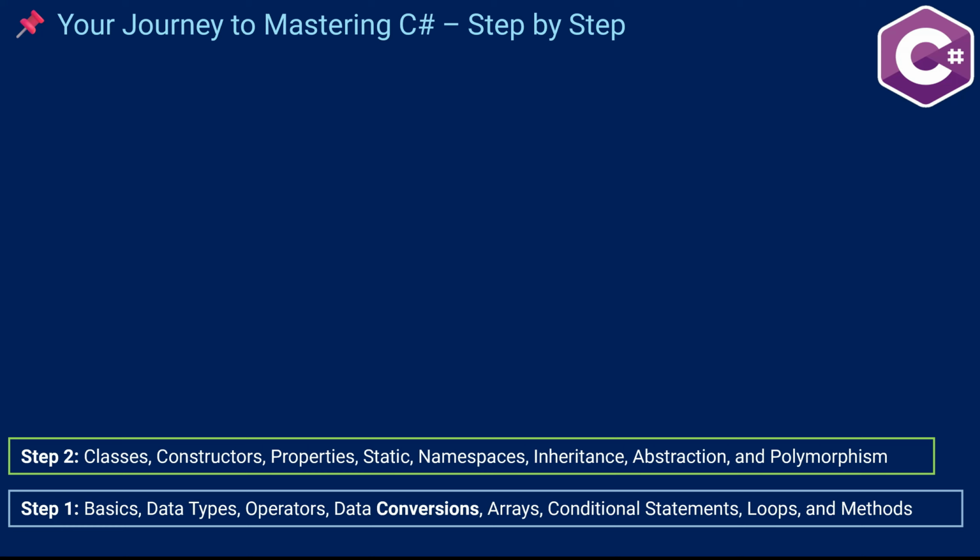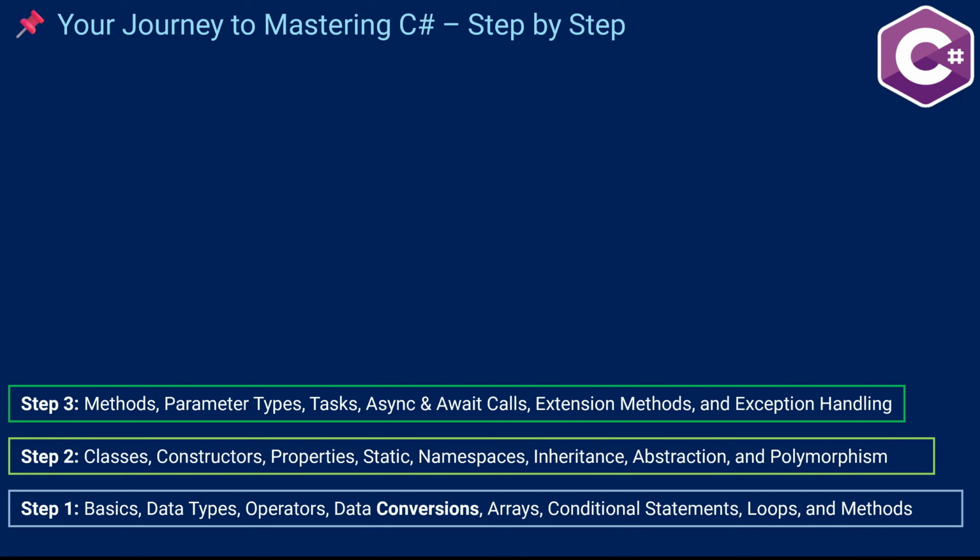Why is this so important? Classes structure your code, constructors initialize the objects, and properties provide controlled access. Inheritance promotes code reuse, abstraction hides unnecessary details, and polymorphism allows method flexibility. These concepts help in building scalable applications. Once you are confident with this step, you will be writing structured and reusable code.